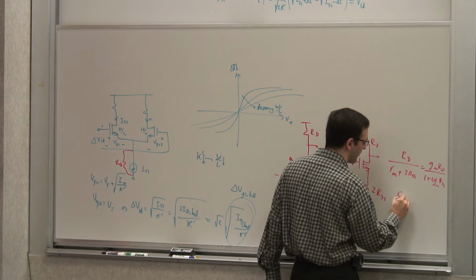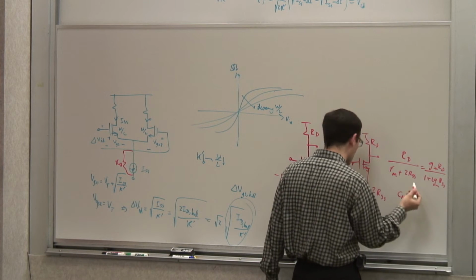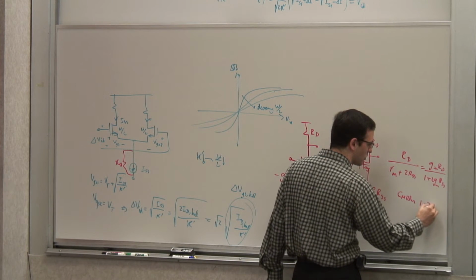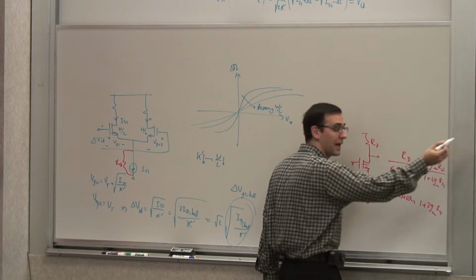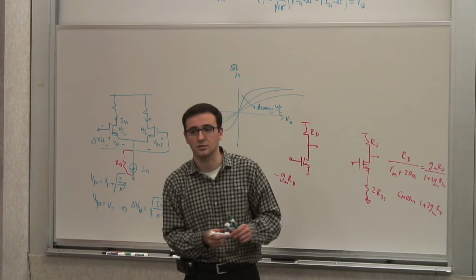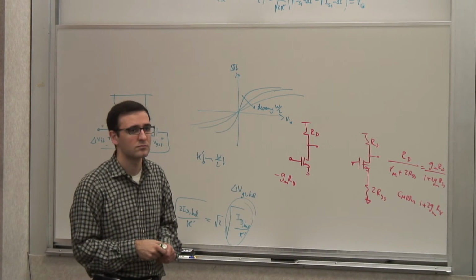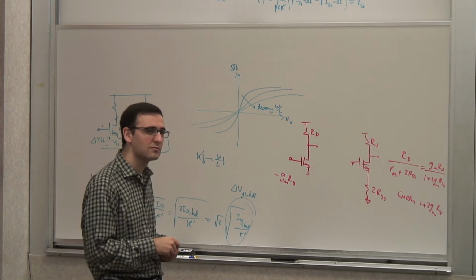So the common mode rejection ratio, which is the ratio of these two, is going to be 1 plus 2 GM RSS. Very similar to that in the case of the bipolar transistor. Does that make sense?